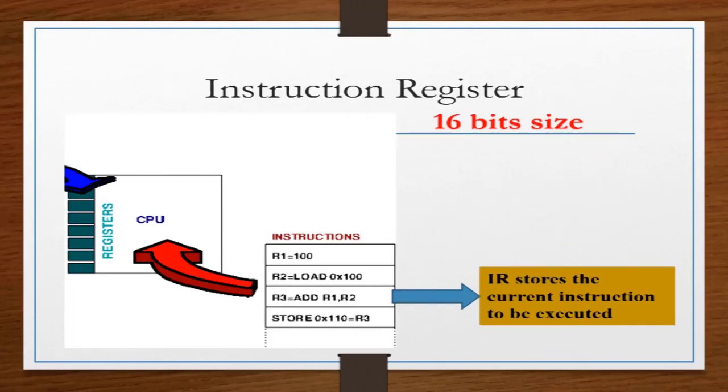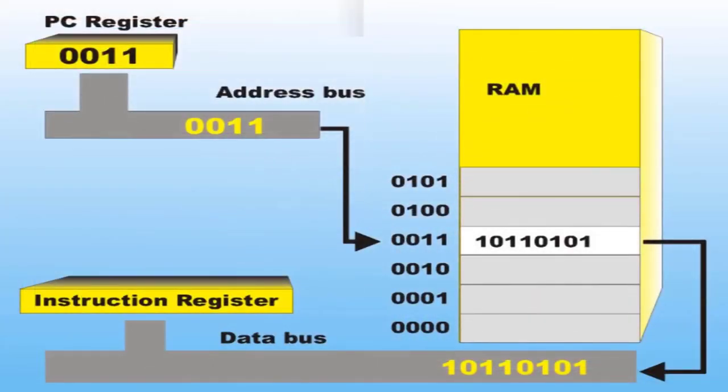After fetching an instruction code from the memory, the microprocessor stores it in the instruction register. The instruction is decoded internally by the microprocessor, which then performs the required operation. The word size of the CPU determines the size of the instruction register. For example, a 16-bit CPU has a 16-bit instruction register. The working of these three registers is very clear in the diagram.